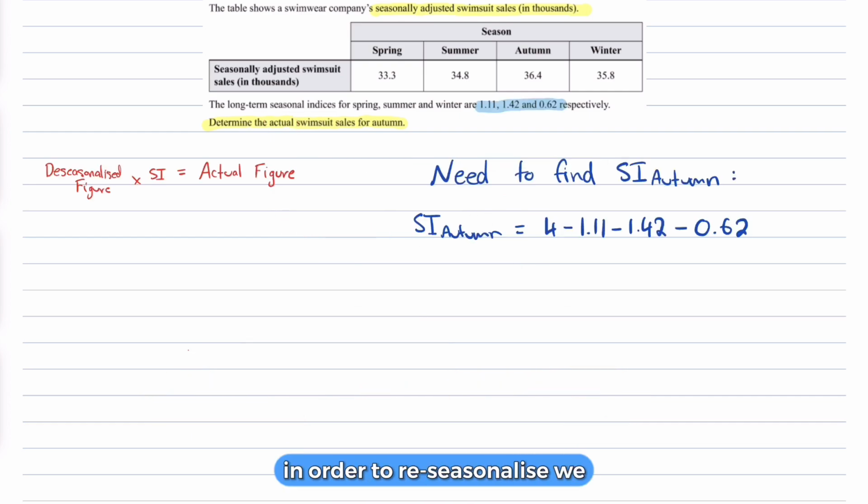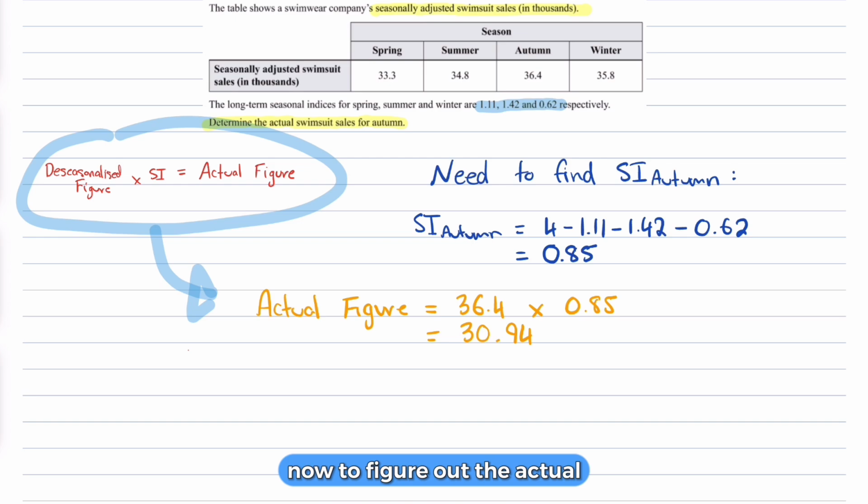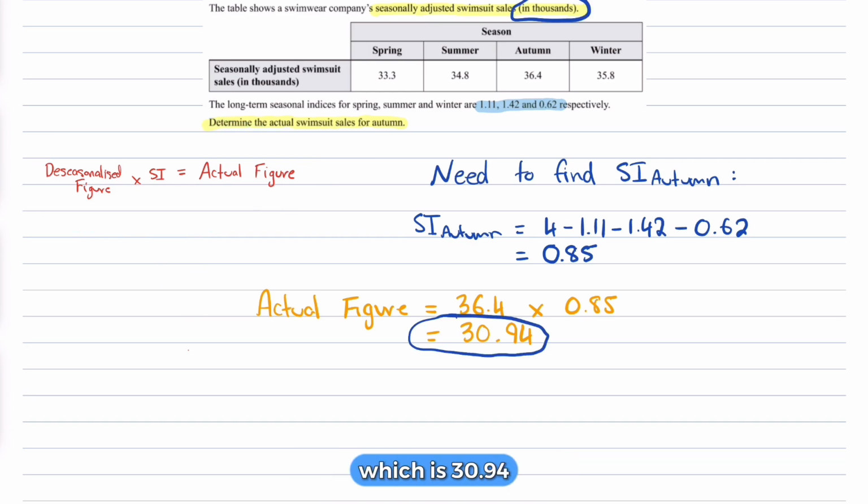In order to re-seasonalize, we need the seasonal index of autumn. To find that, we're just going to do 4 minus the 3 values that we've been given for spring, summer, and winter, and that ends up being 0.85. Now, to figure out the actual sales, the actual figure, we're just going to do the seasonally adjusted value, which is 36.4, times by 0.85, which is 30.94.